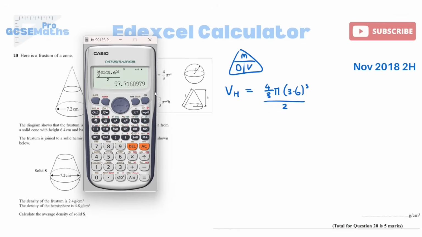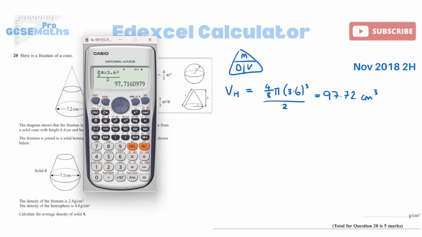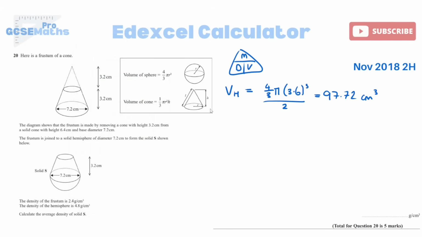So unfortunately, we do get a really long number there. So 97.72 maybe for the volume of the hemisphere. I might decide to store this. So I'm going to do shift store and then to my letter, let's just use A, so I can bring that back later. Now we want the volume of the frustum.